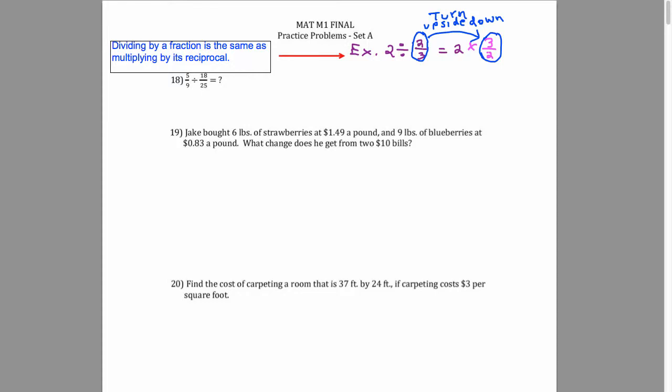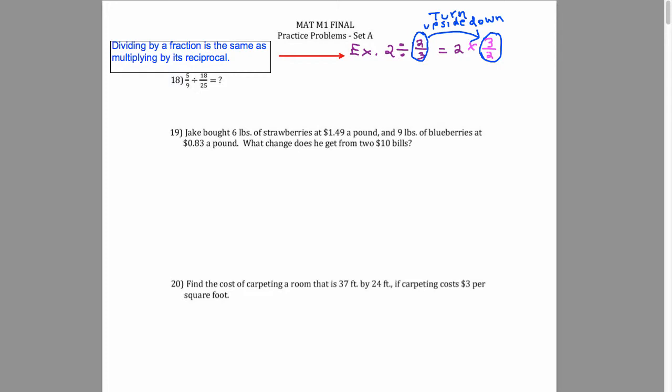Problem number 18 asks us to divide by a fraction. Dividing by a fraction is the same as multiplying by its reciprocal. By reciprocal, we mean we turn the second fraction upside down. If you look at the example to the right, you see that 2 divided by 2/3 is the same thing as 2 times the second fraction turned upside down to make it 3/2.